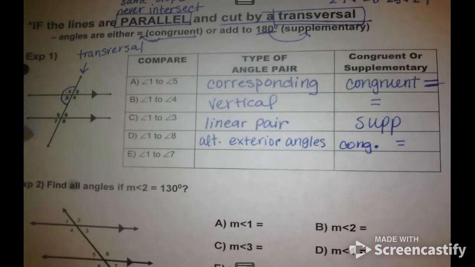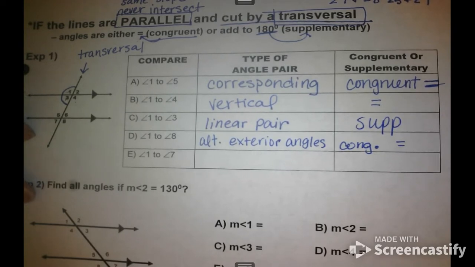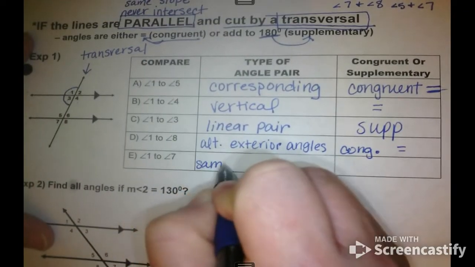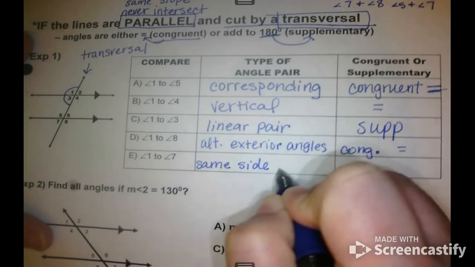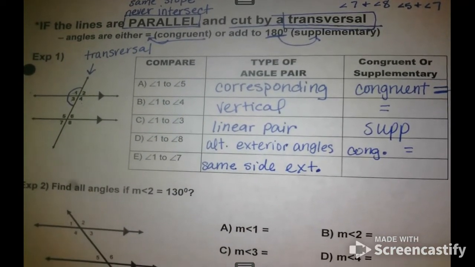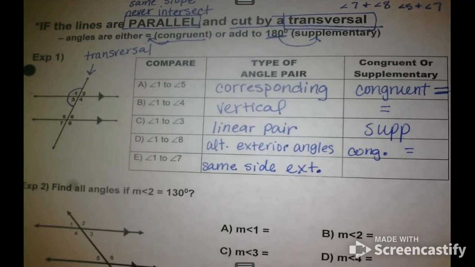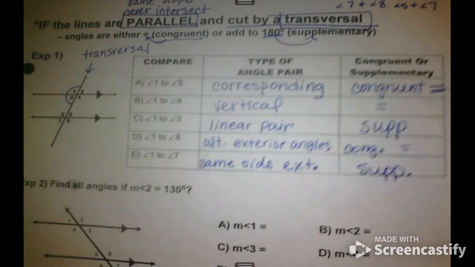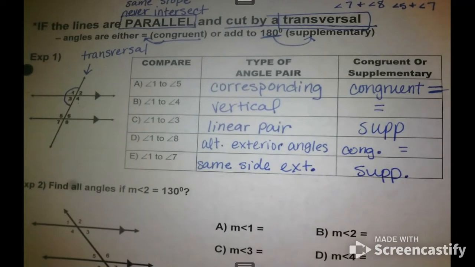Okay, so 1 and 7. What kind of angles? Same side. Exterior. They're on the outside of the picture. We're going to abbreviate it. Same side exterior. So are they congruent or supplementary? Supplementary. How we feel? Good. Still not too bad?